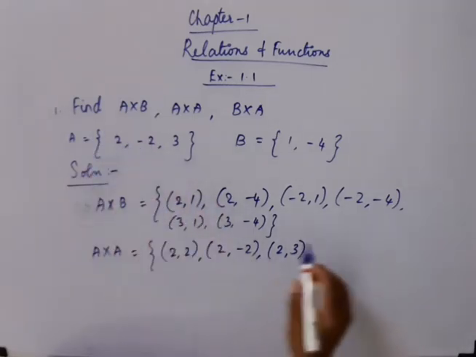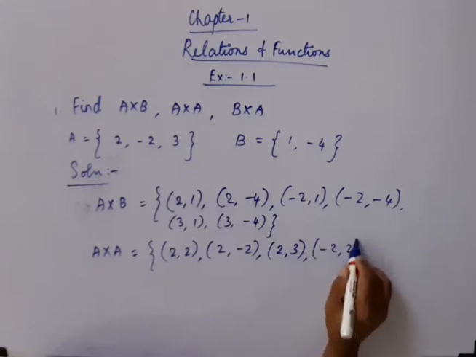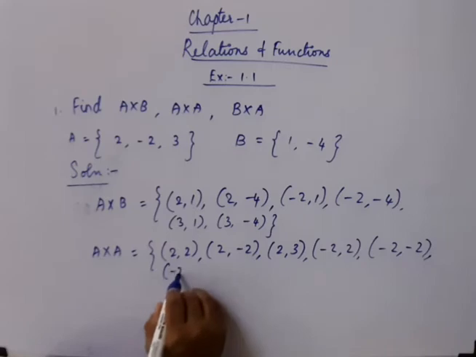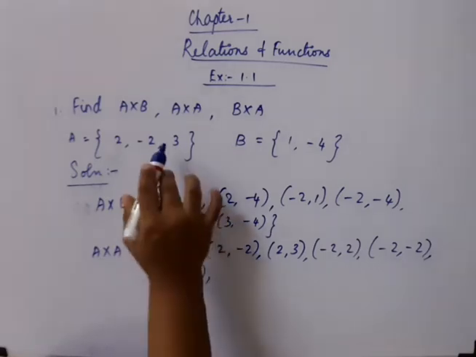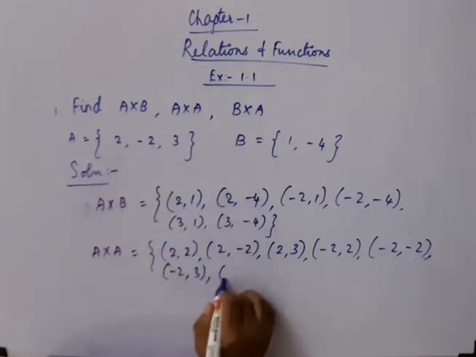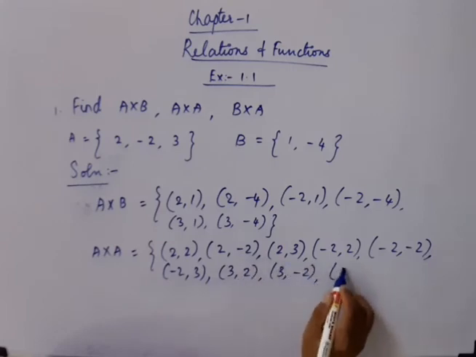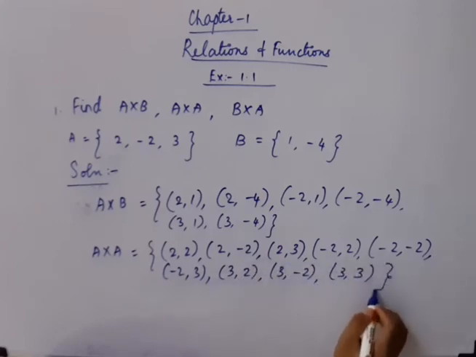So (-2, 2), (-2, -2), (-2, 3). Then third element with the set itself. So (3, 2), (3, -2), (3, 3).